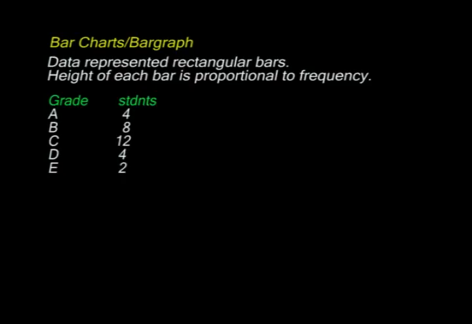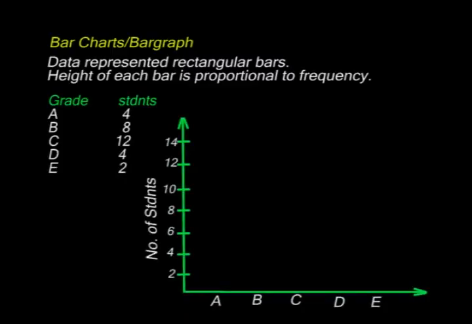Now to represent this information on a bar graph, we first draw the vertical and the horizontal axis. So there I have them. My vertical axis will represent the number of students, and my horizontal one, that is the x-axis, will represent the grades. So the scale that I have chosen is that 1 unit will represent 2 students. So I have that scale on the vertical axis. The horizontal one, the bars will be uniform.